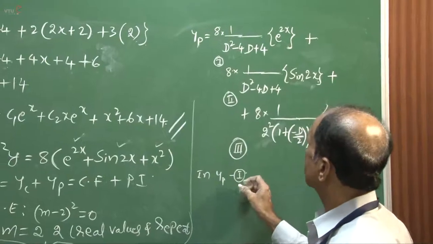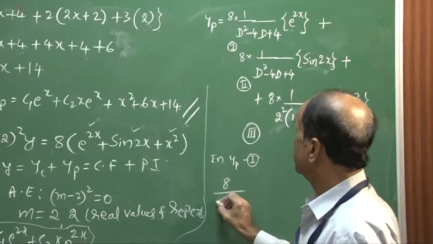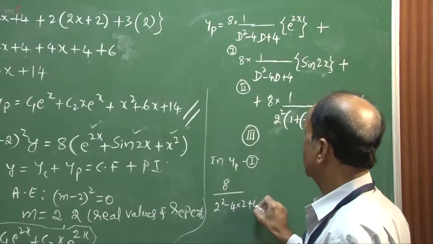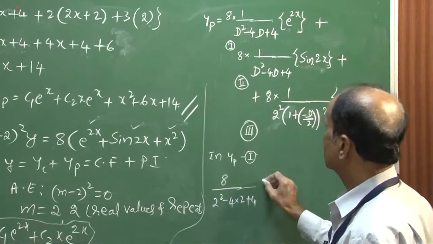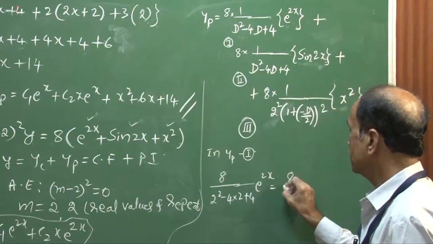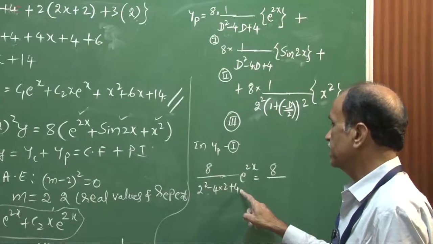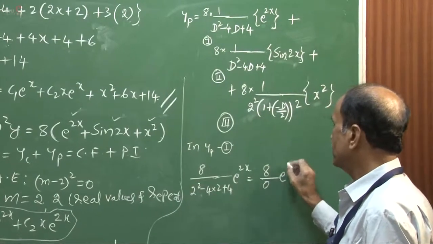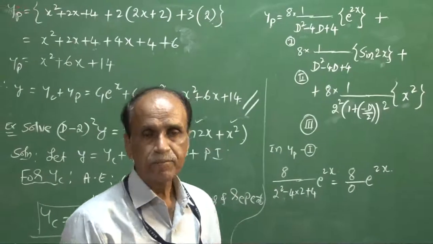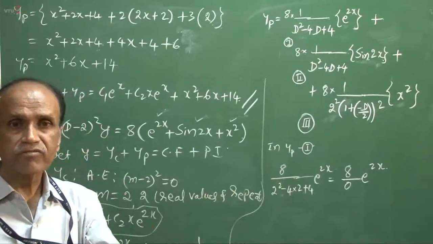Right side first term means you have to replace d. 8 divided by it is 2 square minus 4 into 2 plus 4, correct? That is e to the power 2x. That is equal to 8 divided by 4 2s are 8, 2 square is 4 and this is 4, this is 0, e to the power 2x. You must be very very careful here, because the denominator is leading to 0. That means this is the case of failure.